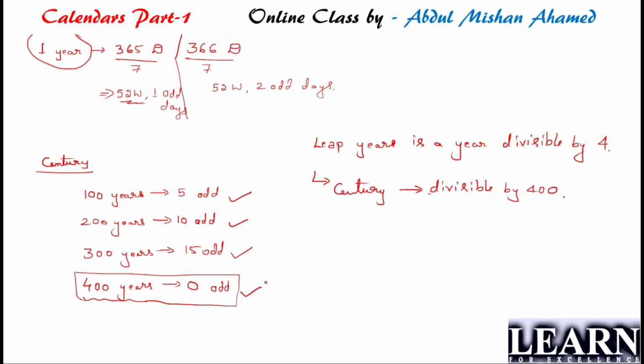So every year which is divisible by 4 is a leap year. And if I am talking about a century, every century which is divisible by 400 will be a leap year. Is it clear? Any doubts, guys?